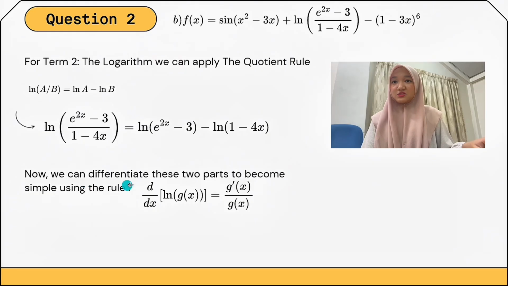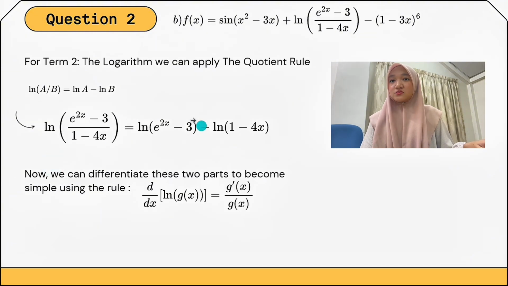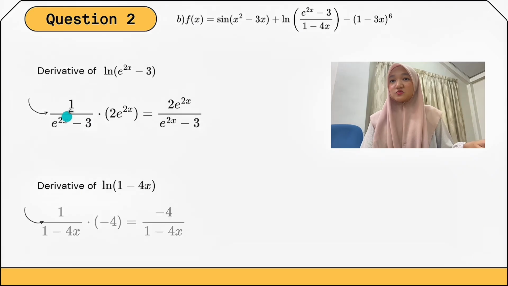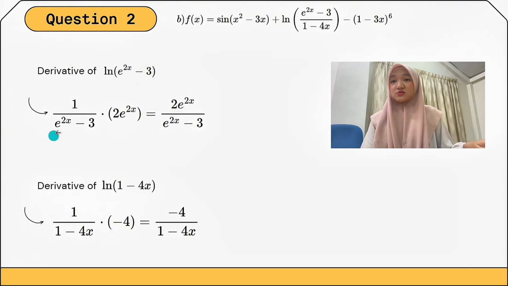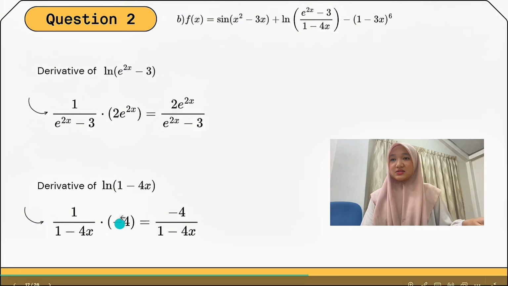We can differentiate these two parts to become simple using the root, as we can see in this part. We will differentiate 1 over 1 equals 2 exponent to the power 2s over exponent to the power 2s minus 3 equals negative 4 over 1 minus 4s. So after we differentiate, it will become like this.